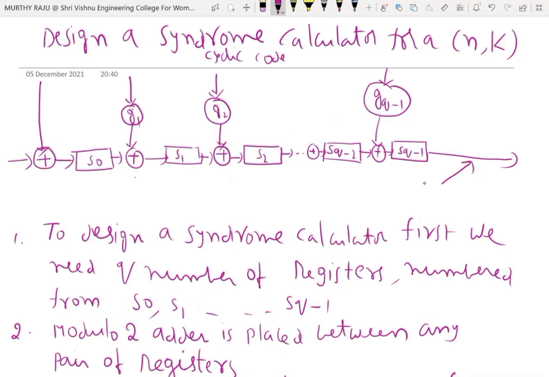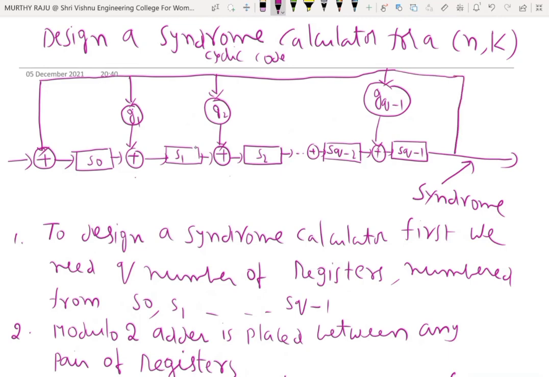This one is the syndrome. All gates, shift registers, and modular 2 adders are connected like that.